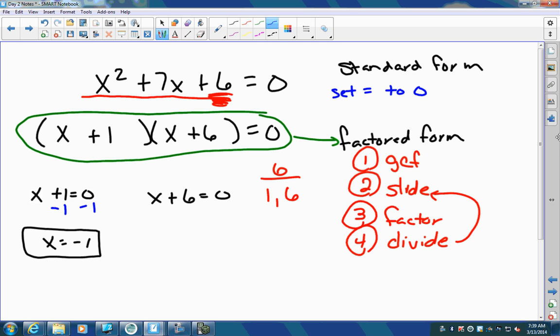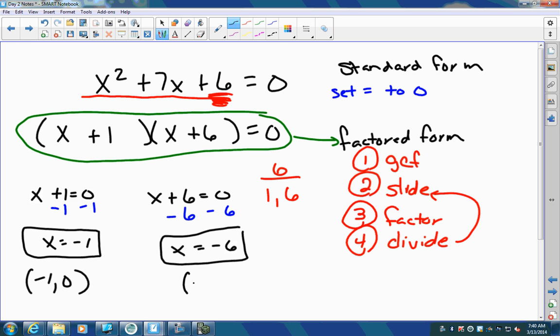On the next one, subtract 6 from each side. Okay, why I'm subtracting is this. I'm trying to solve for x because this is showing me my x number, and the 0 is my y number. So this is telling me that my roots are negative 1, 0 and negative 6, 0.